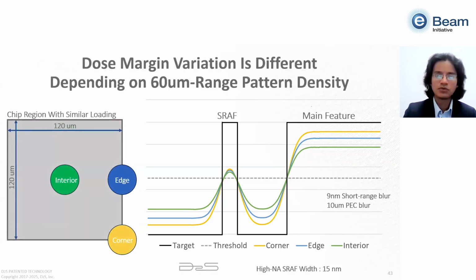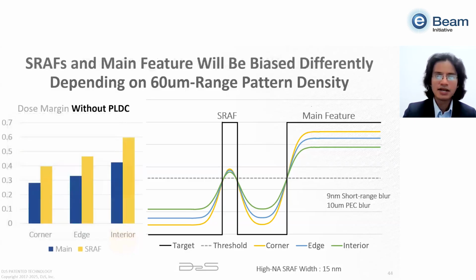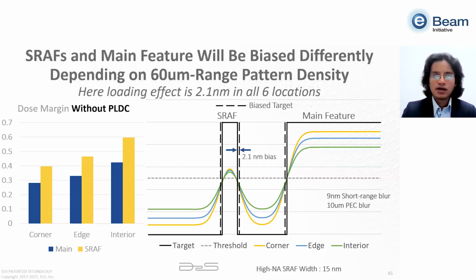So let's just consider the same three areas. Here, the green curve represents the interior, the blue curve represents the edge, and the yellow curve represents the corner. If you look at the dose margins, you can see that it is very different for all these three regions and even for the SRAFs and the main features. So both features have different dose margins for all these three regions, so all 6 cases. Now, if you consider a loading effect, let's say of 2.1 nanometer in all these regions, then you would have to do a 2.1 nanometer bias.